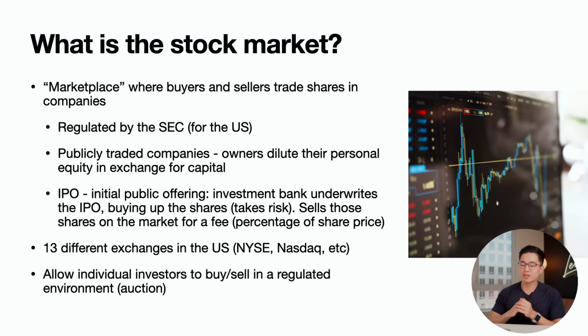And right now there are 13 different exchanges in the US. Some of the big ones are the New York Stock Exchange, NYSE, and the NASDAQ, which is heavily tech focused. So like I said, the stock market allows individual investors like me and you to buy and sell in a regulated environment. And it's basically like an auction.